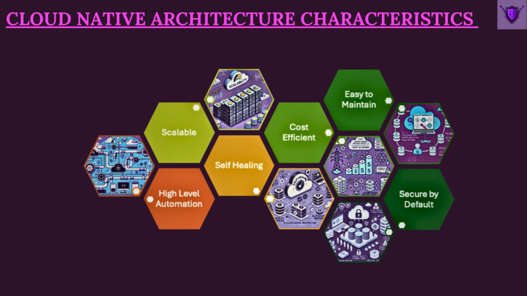Let's talk about the characteristics of cloud native architecture and go through each one of them step by step. The first one that we have is high level of automation. Automation really means that we want the computers to do most of the work, right? So in cloud native architecture, we would use automation for building, testing, and deploying our applications. This is going to save a lot of our time and reduce some mistakes.